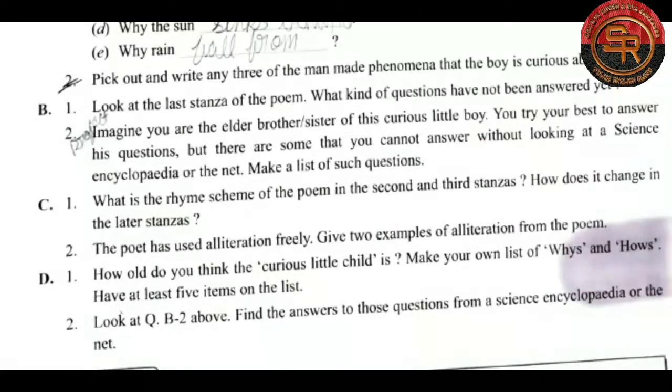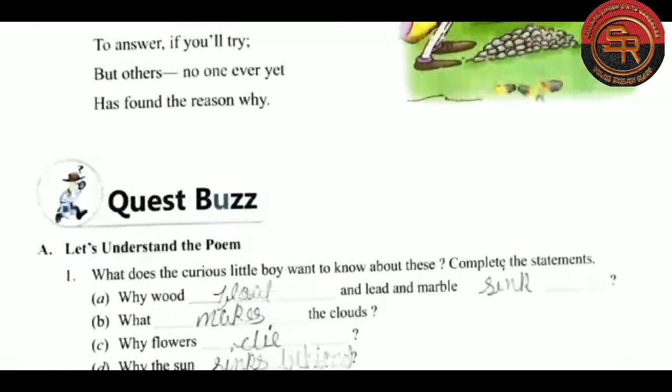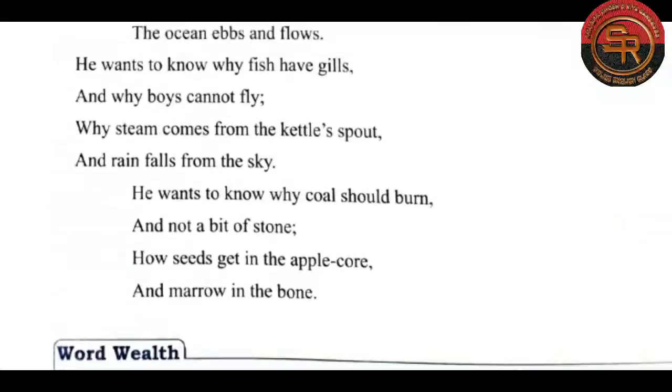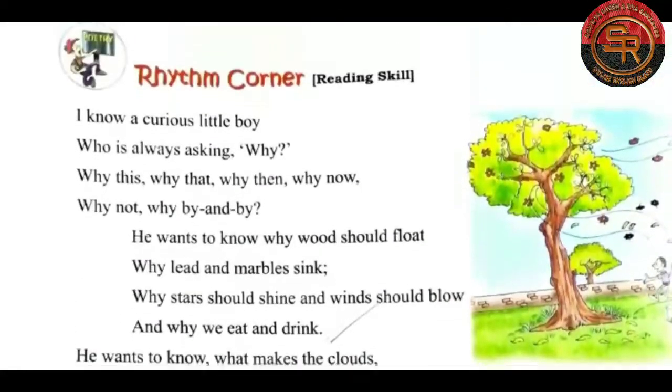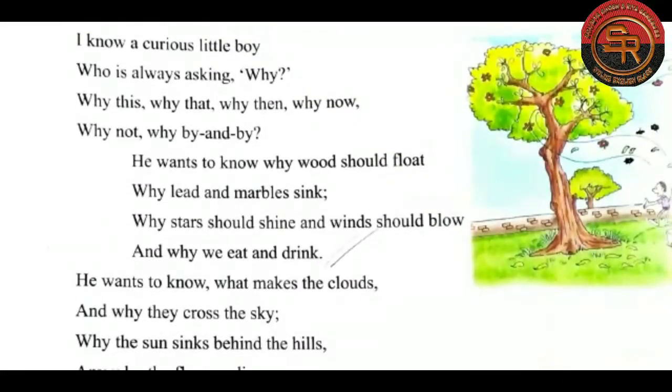Next, look at the last stanza of the poem. What kind of questions have not been answered yet? Just like that, something we can tell only the reason for, but we don't know the actual intention of nature in doing this. We don't know. Just like that, wood floats, but we don't know why it is floating. We know the reason only, that its surface is oval type.